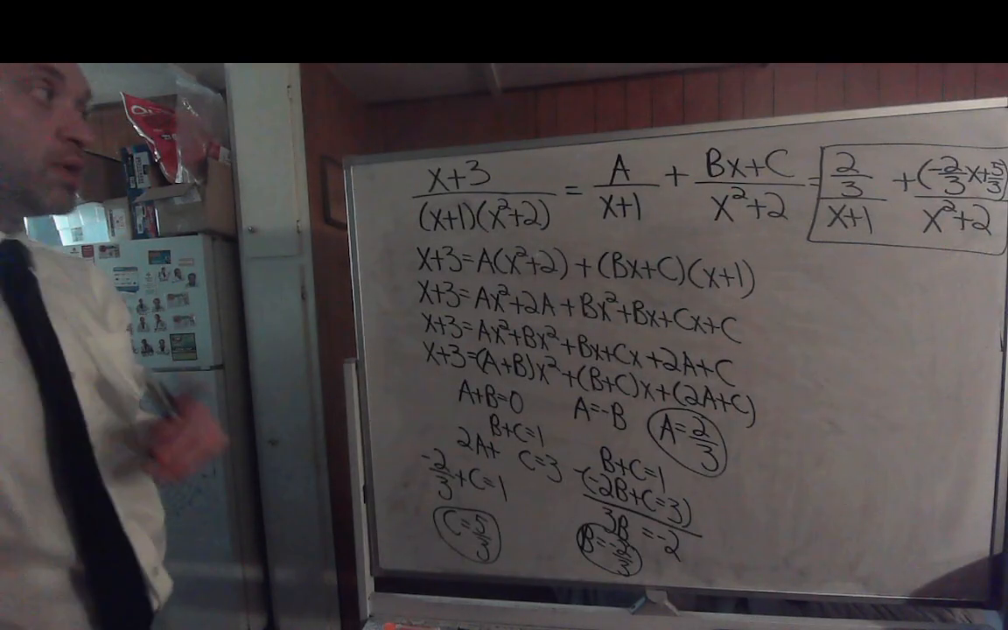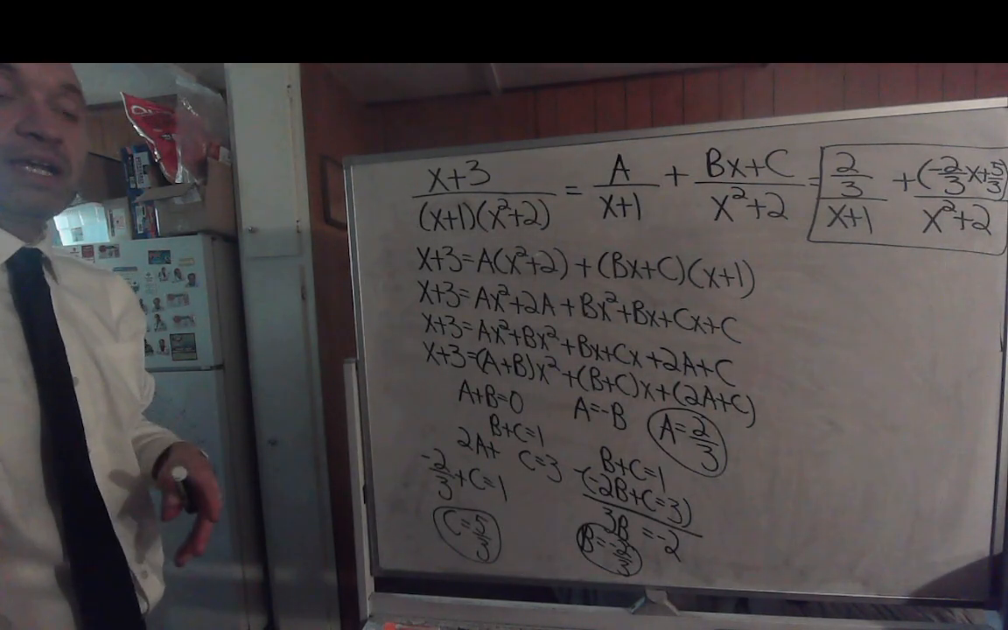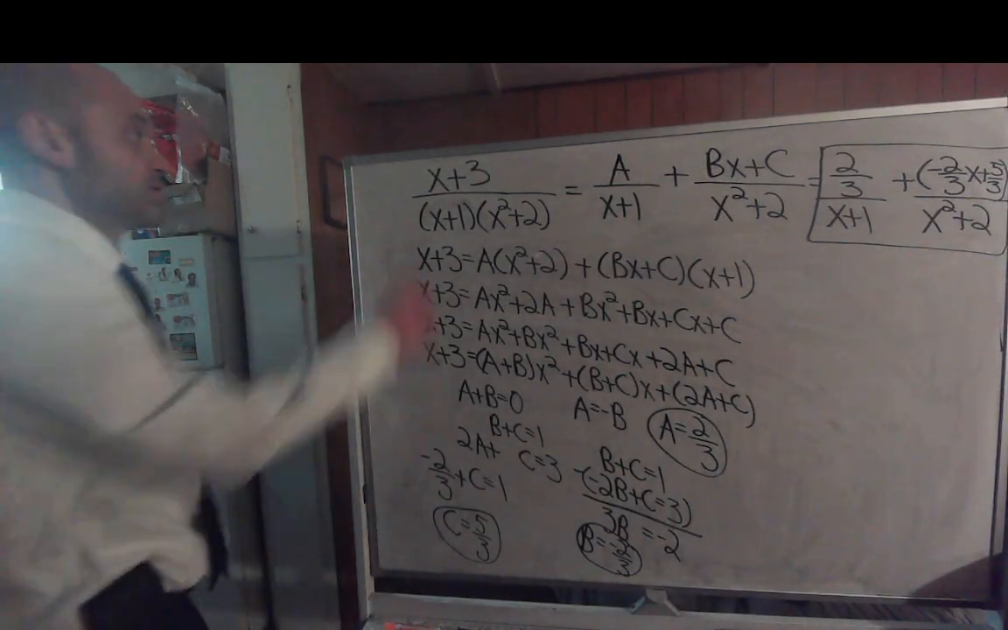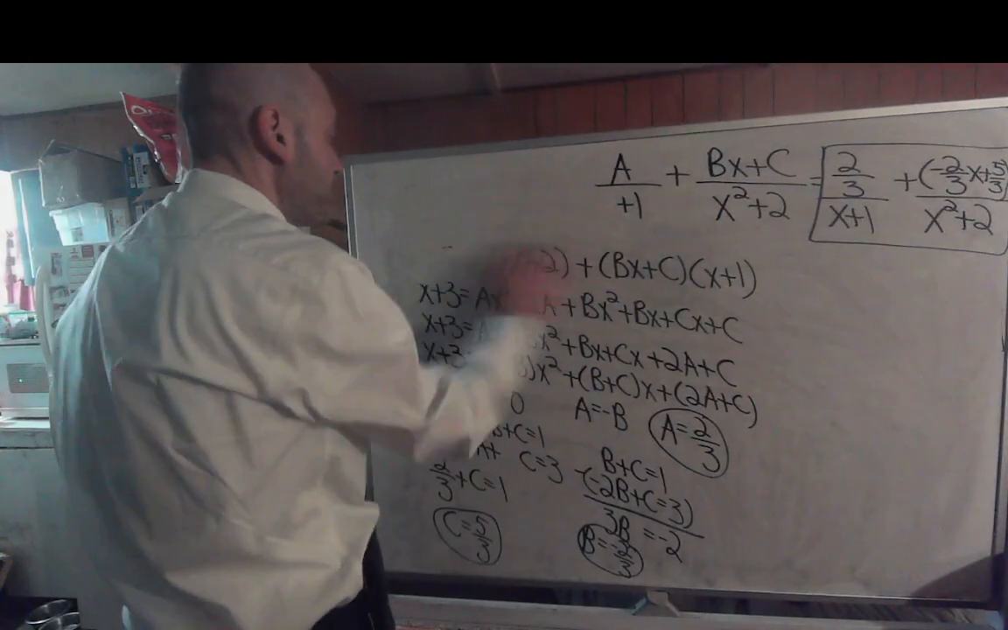Now let's pick one that has repeating quadratic factors that can't be factored. Let's show you that.